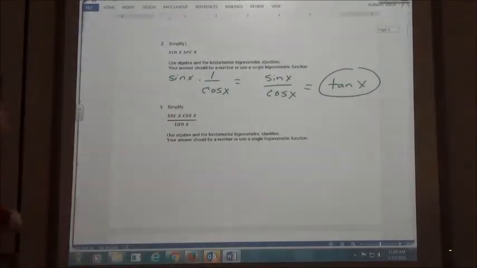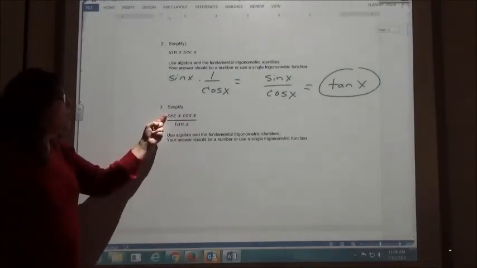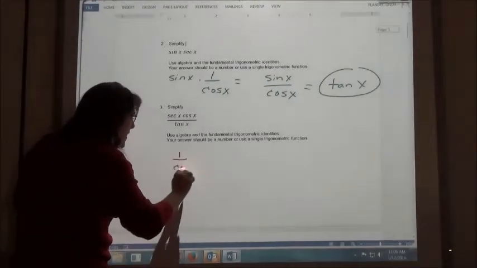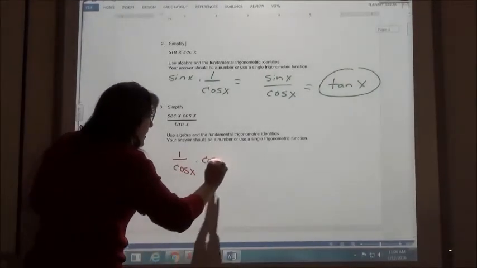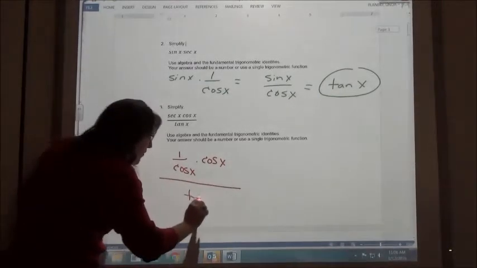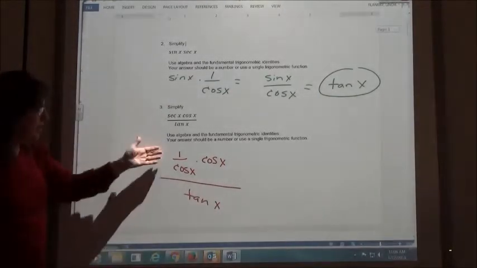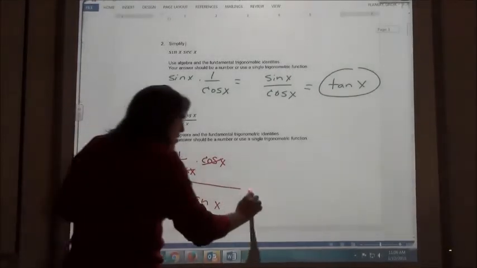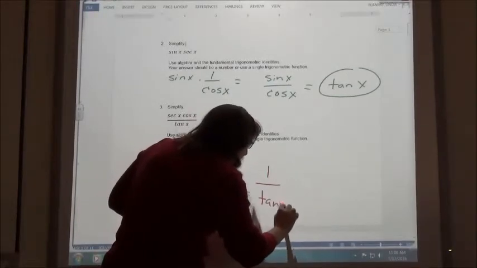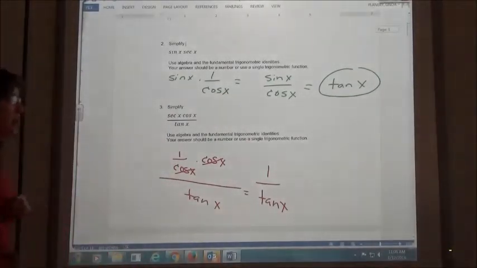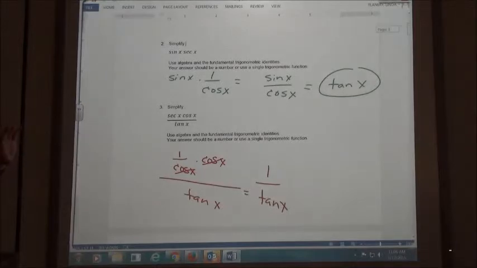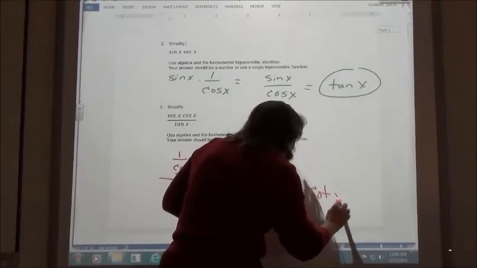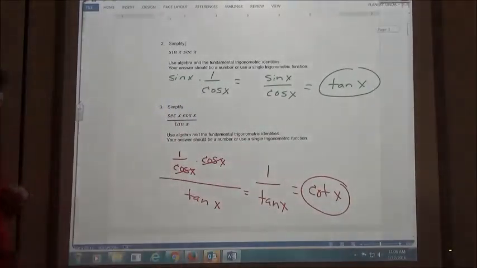The next one here. I'm going to start with my secant. My secant is the inverse of the cosine. So I'm going to have 1 over the cosine of x times the cosine of x over the tangent of x. In this case, I can just simplify this. The cosines of x are going to cancel out. I get 1 over the tangent of x. I can then use my reciprocal function. Tangent is the inverse of cotangent, so 1 over the tangent is equal to the cotangent of x. And that's just going to be my answer then.